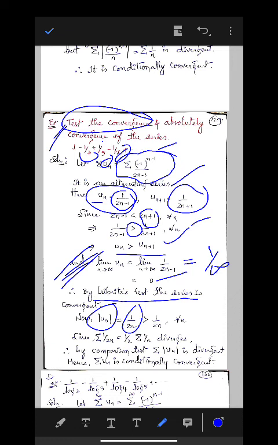Why is it divergent? It is in the form of a p series, the harmonic series, and the p value here is 1. So according to the p series, summation 1 divided by n is divergent. Hence, summation un is conditionally convergent, not absolutely convergent. So this is how we need to solve the examples on absolute convergence as well as conditional convergence, right?